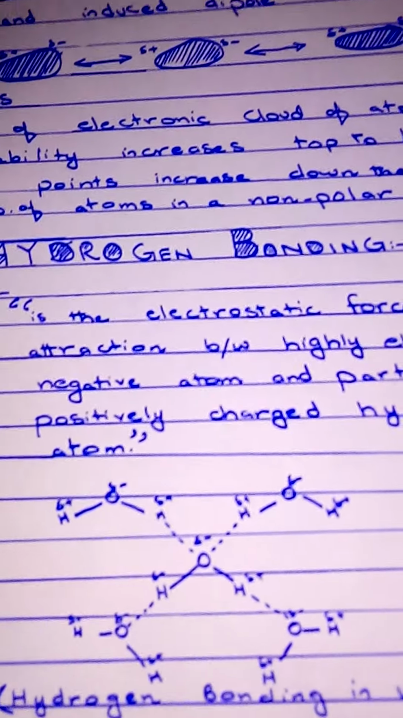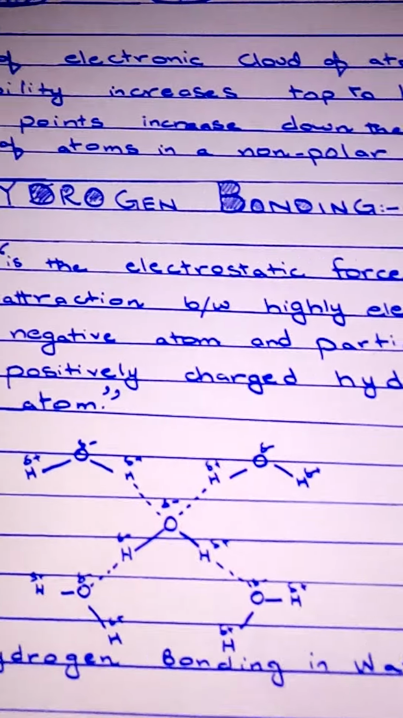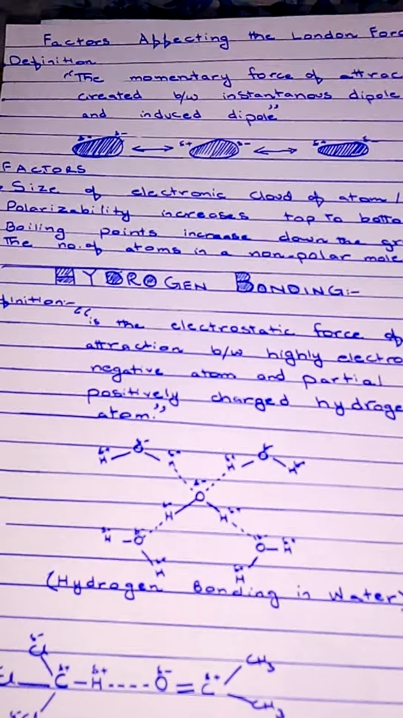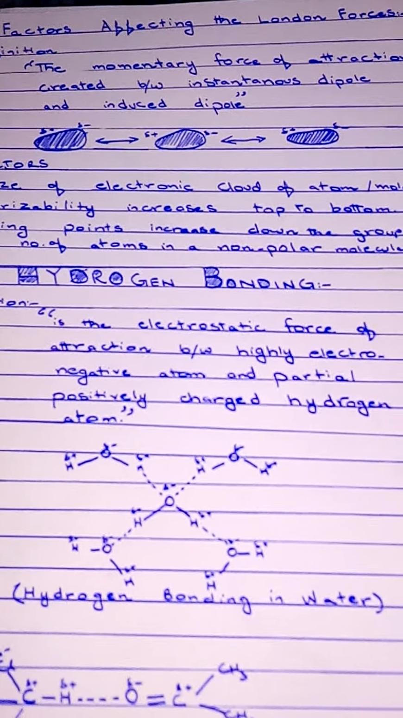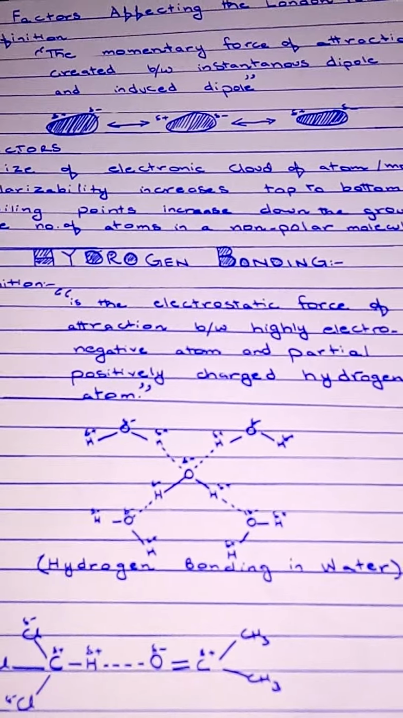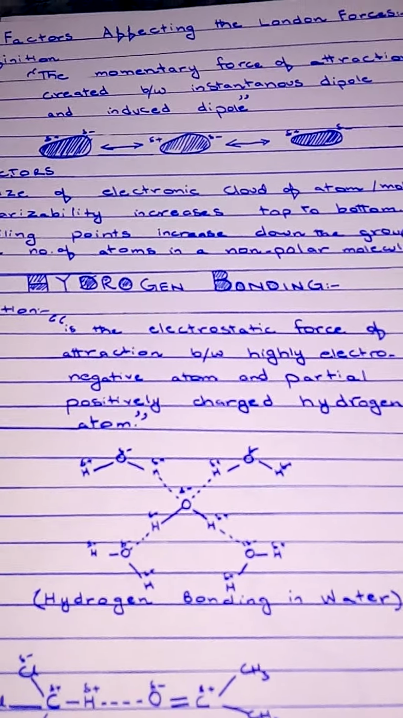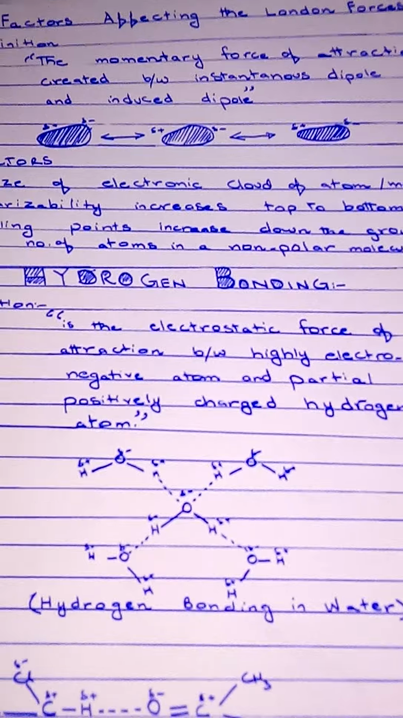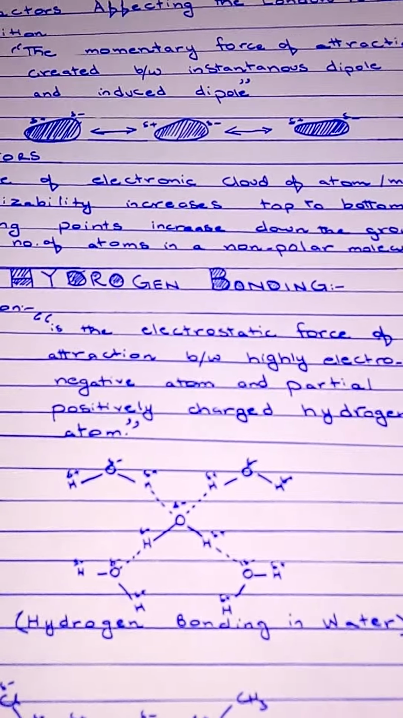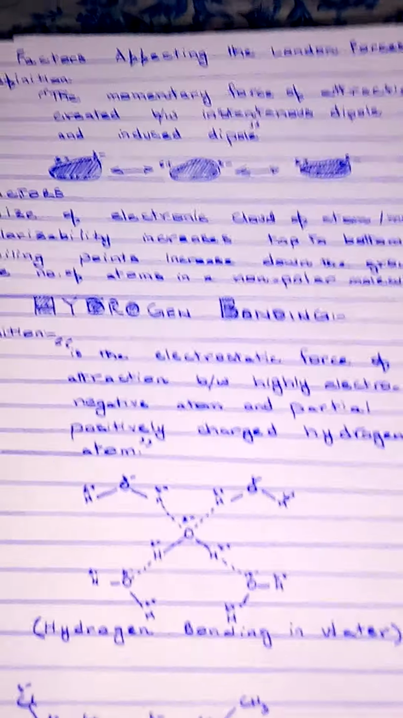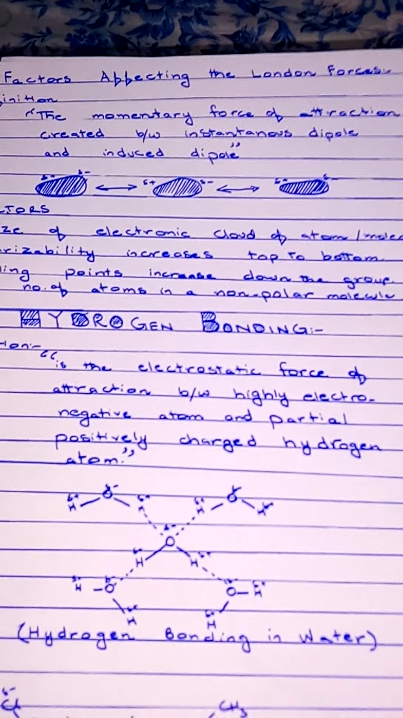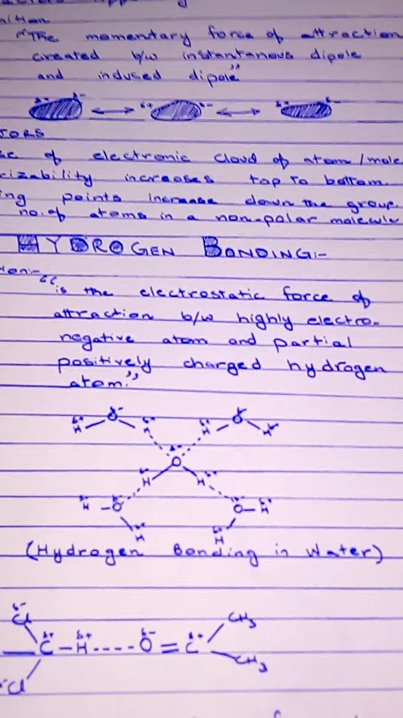Hydrogen bonding, the definition. Hydrogen bonding is the electronic force of attraction between highly electronegative atom of one molecule and partial positively charged hydrogen atom of the molecule. And the electronegative atoms responsible for creating hydrogen bonding are fluorine, oxygen, nitrogen, and rarely chlorine. The strength of hydrogen bond is generally 20 times less than that of covalent bond. It is a weak bond as compared to covalent bond.